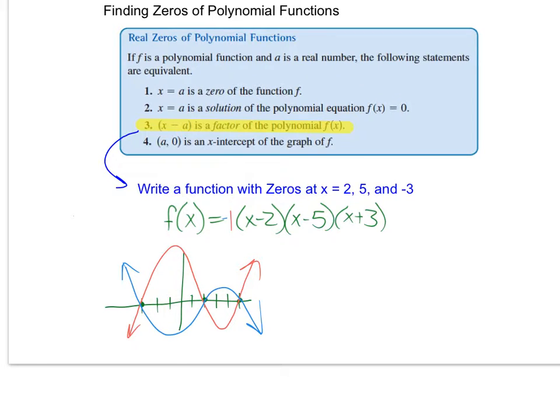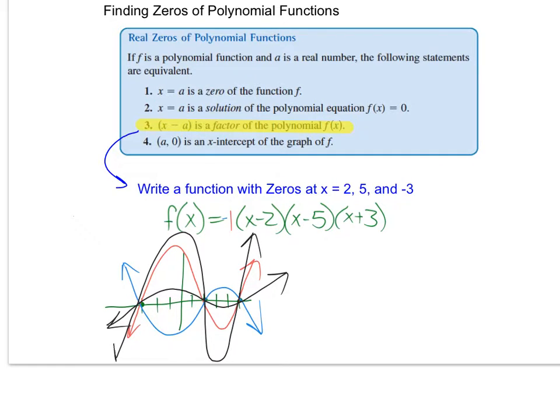Okay. Well, my point is this, okay? How many different functions have those 3 zeros? Infinite. An infinite number, okay? I could have this one that doesn't really go all that high, okay? Or I could have one that goes really high, okay?